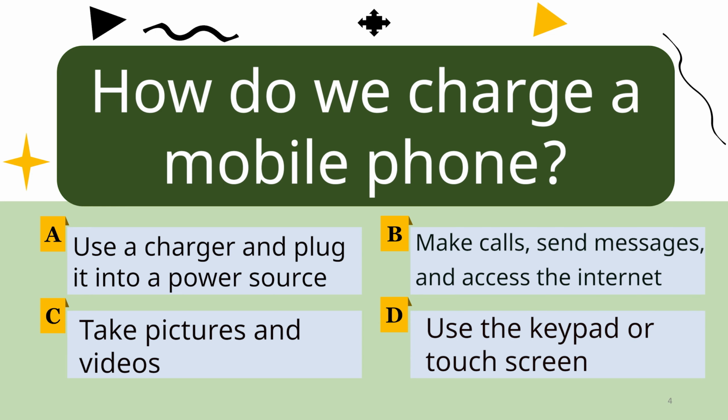Question 5. How do we charge a mobile phone? A. Use a charger and plug it into a power source. B. Make calls, send messages, and access the internet. C. Take pictures and videos. Or D. Use the keypad or touchscreen.